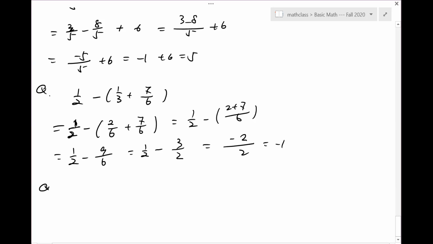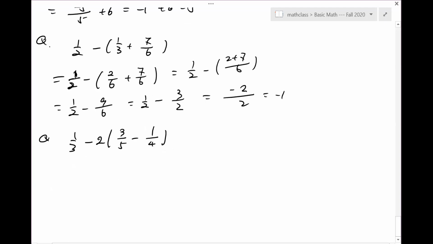I think we needed to be careful about removing the parentheses. Okay. And if you're careful enough, then you will always get the right answer. Right. Okay, let's try next one. Okay, so please work out this.